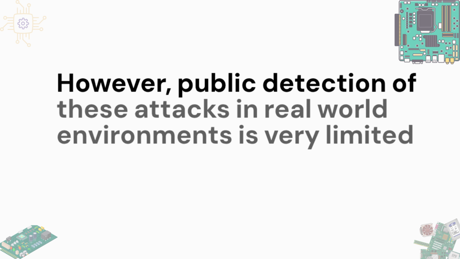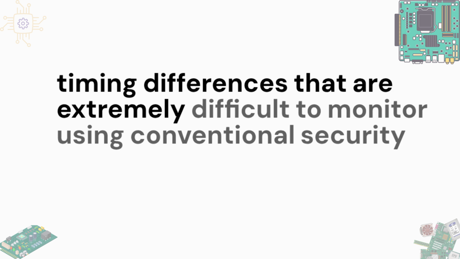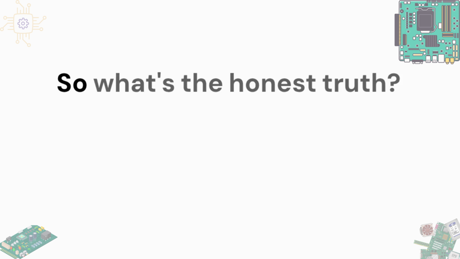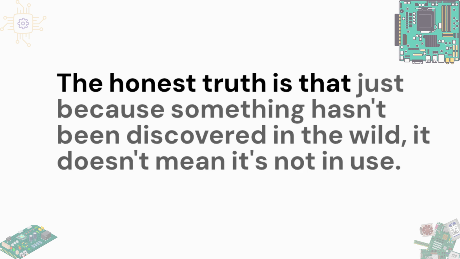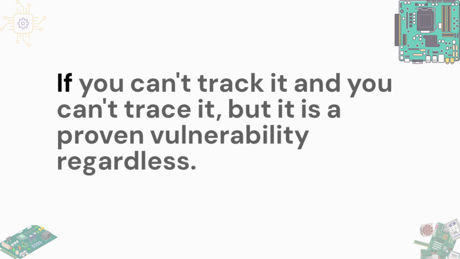However, public detection of these attacks in real-world environments is very limited because Spectre doesn't leave obvious traces in system logs or memory. It exploits subtle timing differences that are extremely difficult to monitor using conventional security tools. So what's the honest truth? The honest truth is that just because something hasn't been discovered in the wild, it doesn't mean it's not in use. Especially when you've got something that's very stealthy. If you can't track it and you can't trace it, but it is a proven vulnerability regardless.